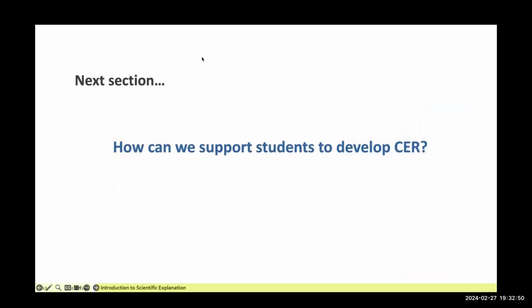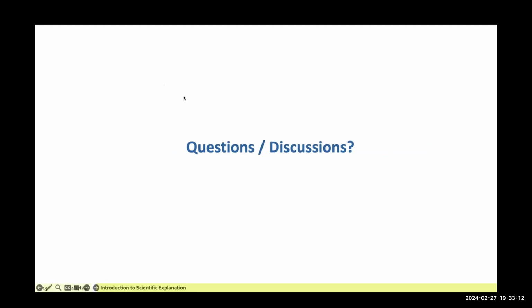So now you can see why it is important for students to develop the understanding of scientific explanation by developing CER. In the next section, we will talk more about how we can support students to develop CER. This is the end of this first section. Do you have any question or discussion? Please feel free to ask.